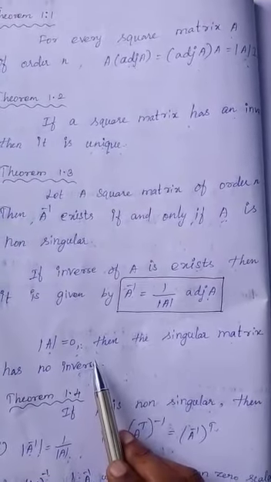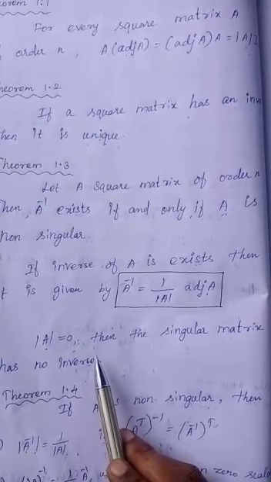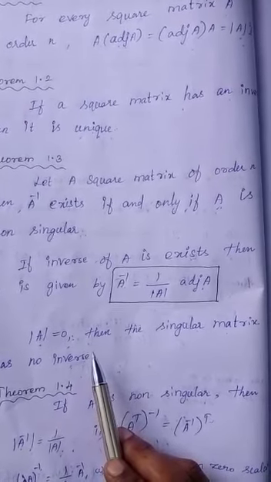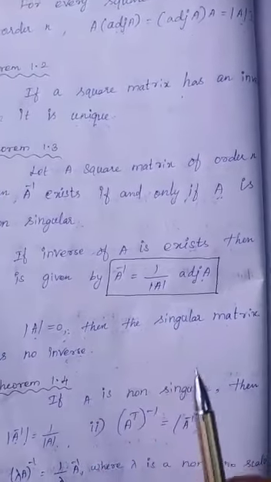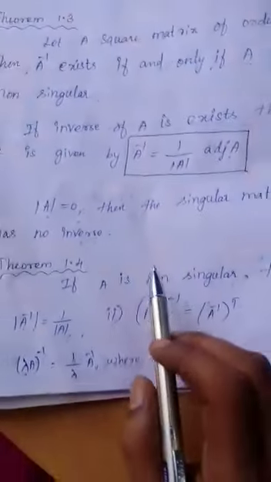If a matrix has an inverse, that means it is non-singular. If it is a singular matrix, that means the matrix has no inverse. That's all. Next theorem.